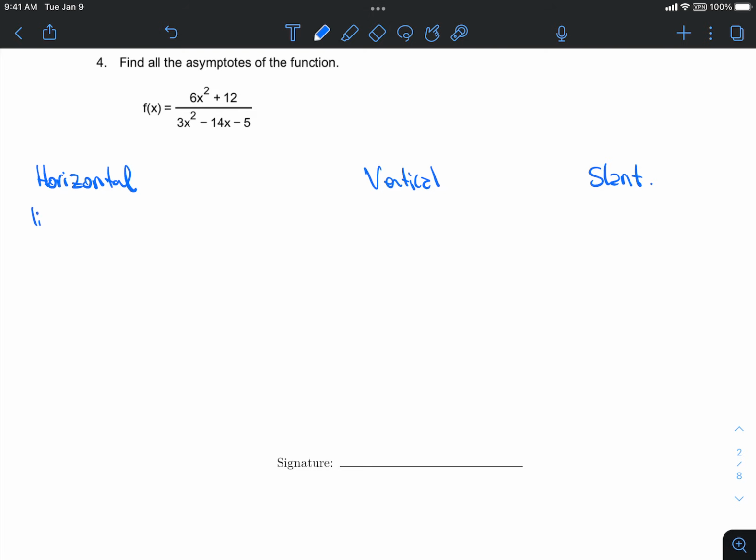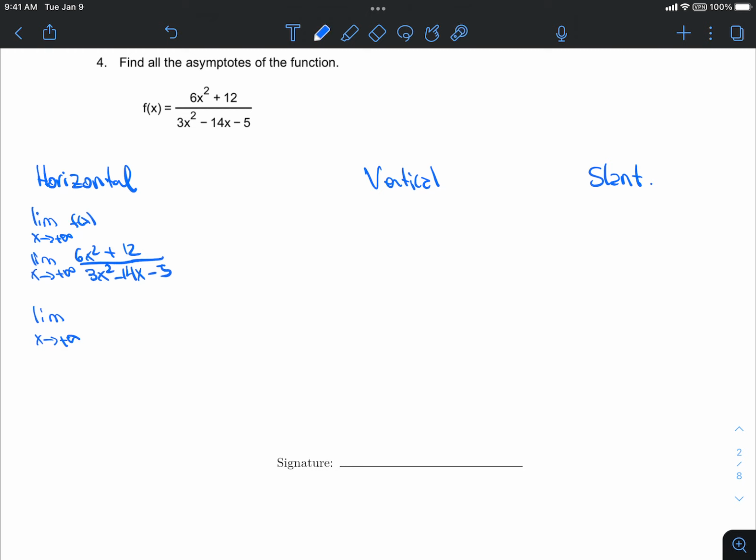large. To do that, you find the limit when x goes to plus infinity of f of x. So the limit when x goes to plus infinity of 6x squared plus 12 over 3x squared minus 14x minus 5. So when x is very, very large, the top is very, very large, so something large squared stays large. Something large squared also stays large, so this is something large divided by something large.